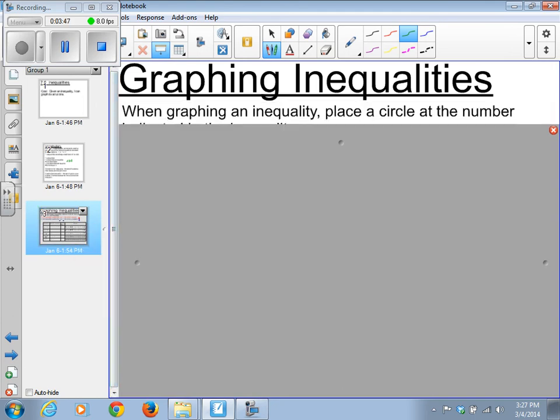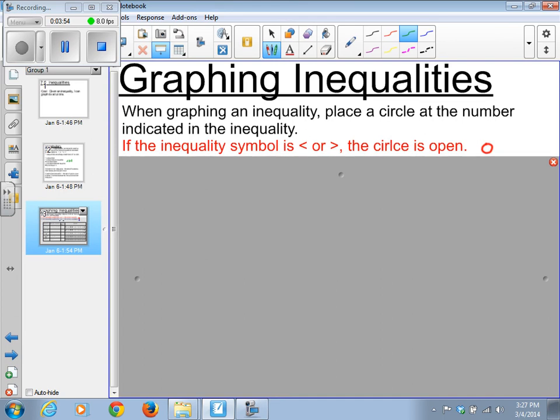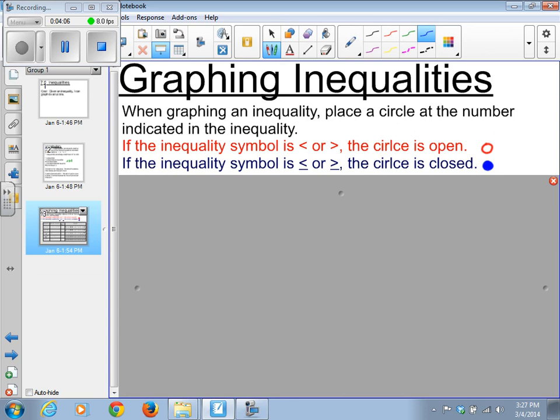So, when we graph the inequality, we place a circle at the number indicated in the inequality. If the inequality gives us a less than or a greater than, it's going to be an open circle, like that one already drawn. If, however, the inequality symbol is less than or equal to or greater than or equal to, the circle is going to be closed. So this open circle doesn't include this number, while the closed circle means it does include that number.